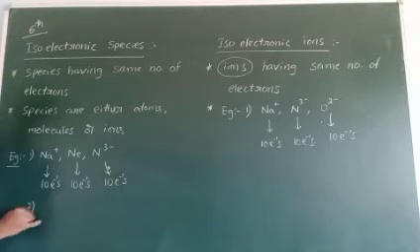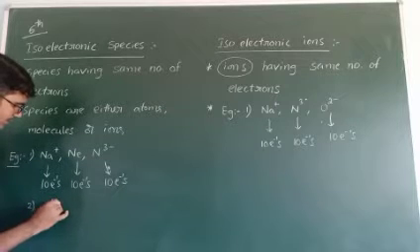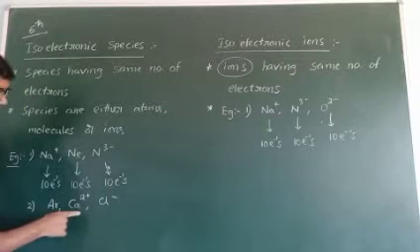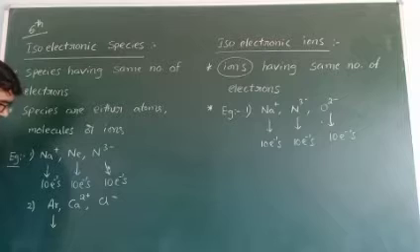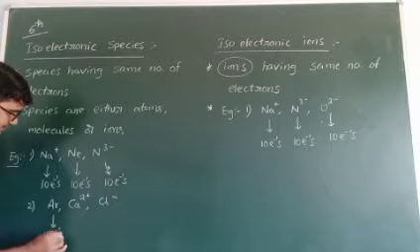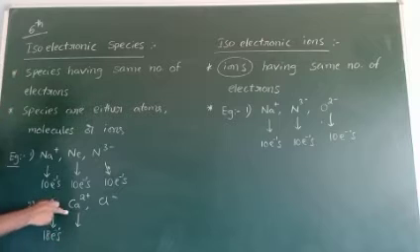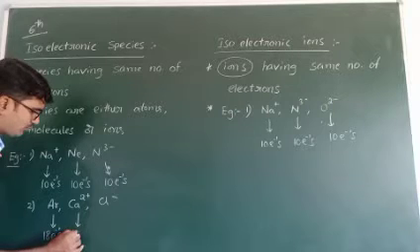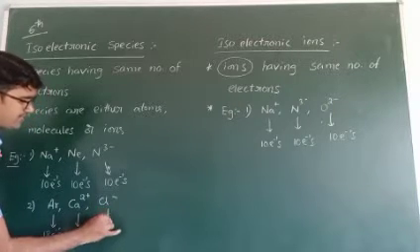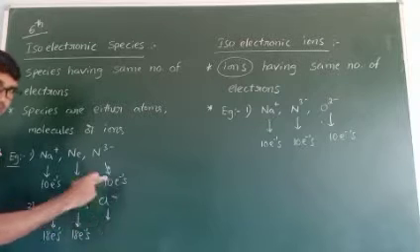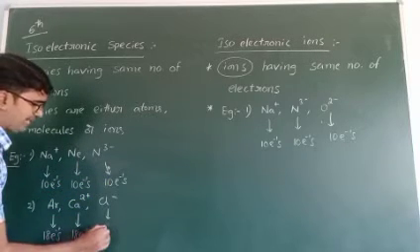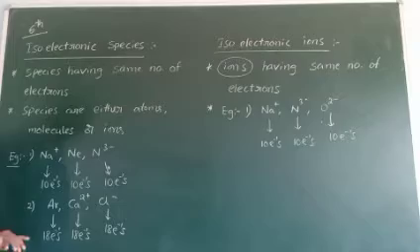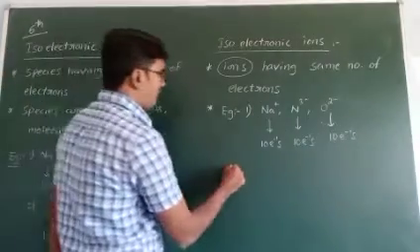One more example: Argon, Ca2+, Cl-. Argon is not an ion, but these two are ions. Argon atomic number is 18, so it contains 18 electrons. Ca2+: calcium atomic number is 20, and plus 2 means losing 2 electrons, so 20 minus 2, 18 electrons. Cl-: chlorine atomic number is 17, minus 1 means adding 1 more electron, so 18 electrons. Okay? So this is about isoelectronic species.